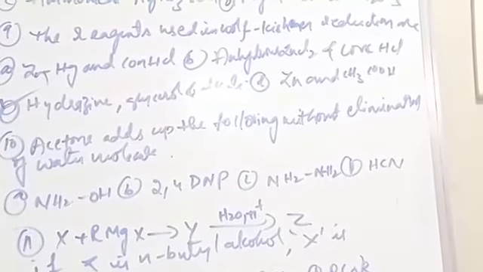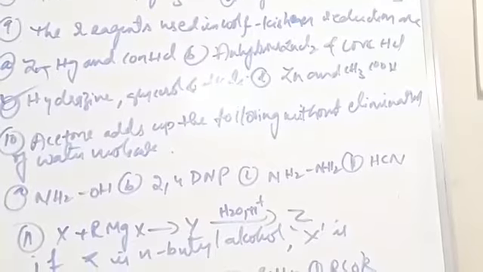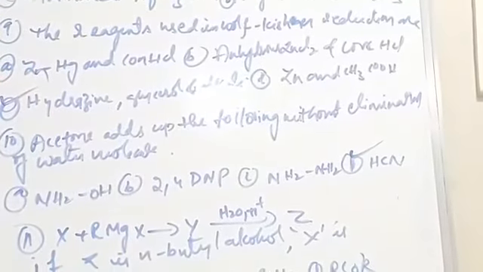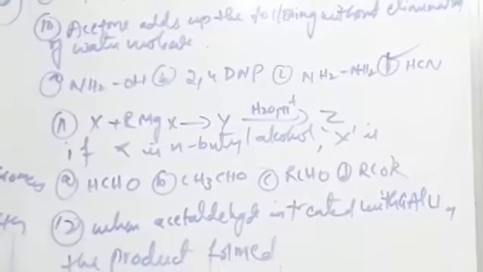Next, acetone adds up the following without elimination of a water molecule. Addition reactions are of two types. Simply the compound gets added to the carbonyl compound. And another is addition-elimination. Addition of a compound with the elimination of a simple molecule, generally the eliminated molecule is a water molecule. So acetone adds up the following without elimination of a water molecule, that is hydrogen cyanide. Acetone with hydrogen cyanide forms cyanohydrin. Acetone cyanohydrin is an addition compound without elimination of a water molecule.